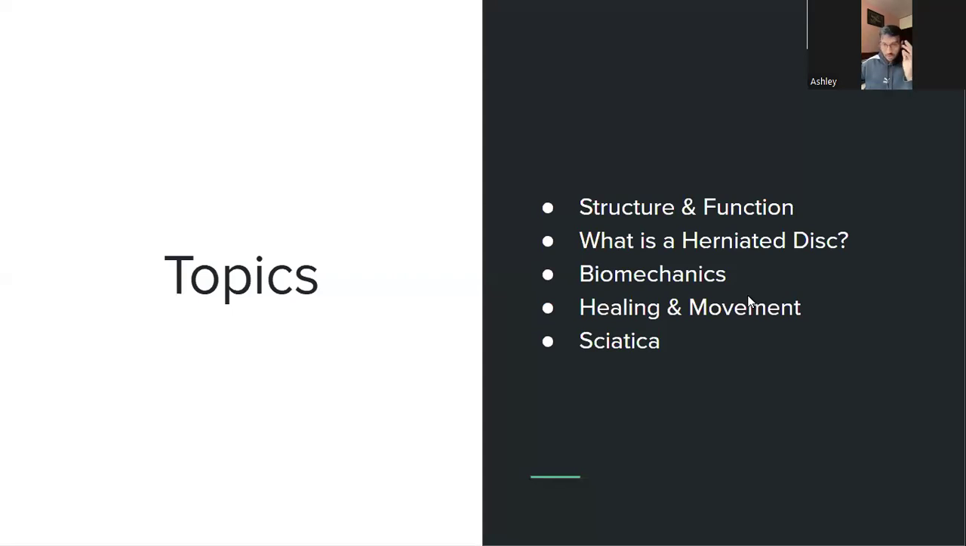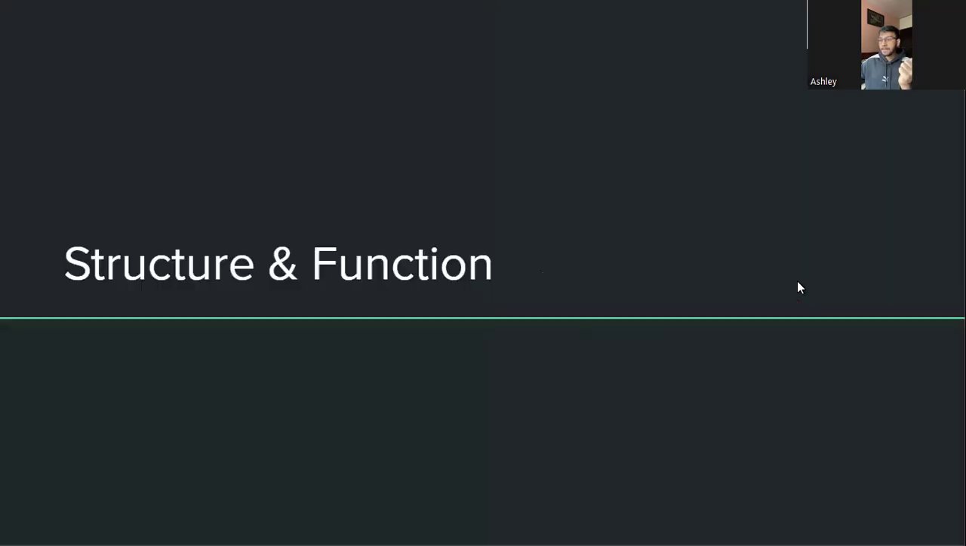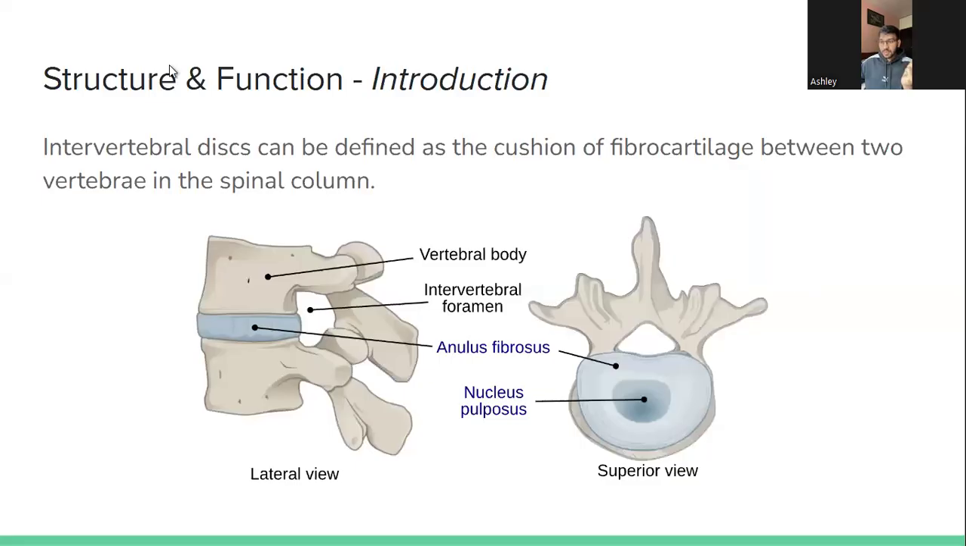So this is basically how I've broken down the lecture. We'll be starting with the structure and function of intervertebral discs and all the components, so we'll understand it very well. Then we'll go into what exactly a herniated disc is, and there are certain stages and things like that. Then we move into the biomechanics, how the spine works, and what might get compromised given a disc bulge. Then we go into healing and movement, and finally we'll touch a little on sciatica because it tends to come under this umbrella as well. Awesome. So, one second.